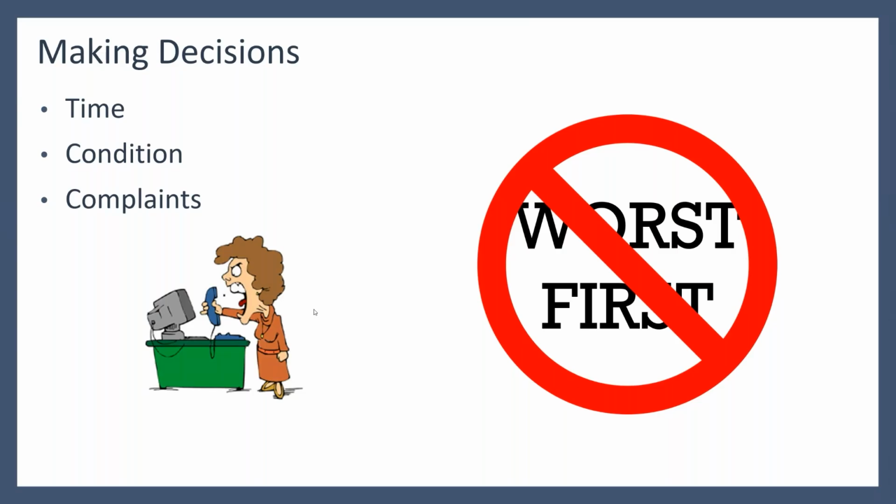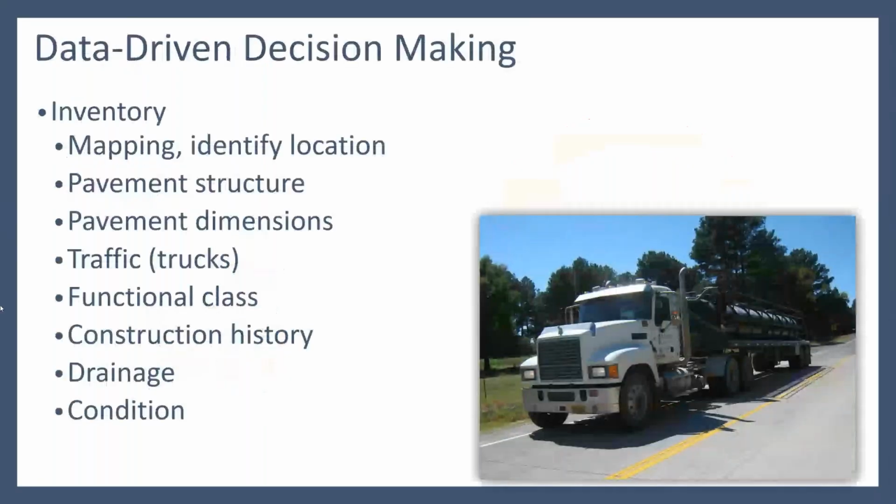So we need to make some data-driven decisions, which means we have to have some data. So inventory, I've got to know what I've got. You can't manage a network if you don't have a good handle on exactly what's in that network. So we have to have an inventory.